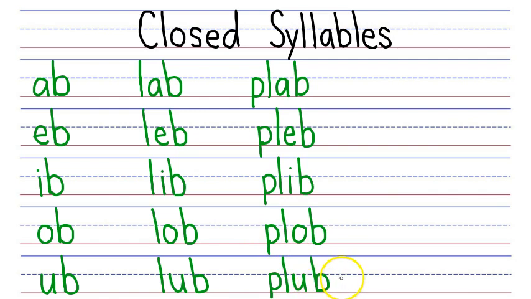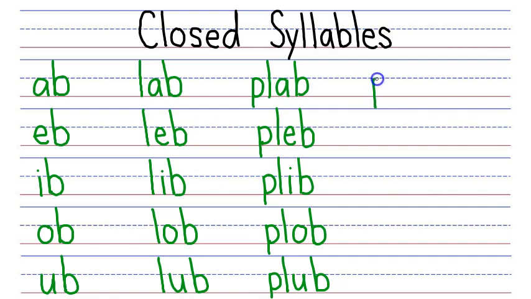And then you may also remember that you can have more than one consonant after the vowel letter in a closed syllable, and it still doesn't change the sound of that vowel. So you can have something like plabs, plebs, plibs, plobs, plubs. So let's write those down.